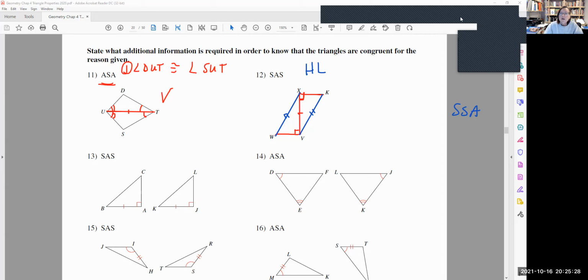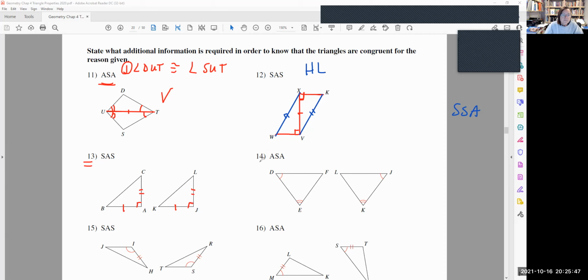All right, let's go on to number 13. So I want a side, angle, side. This one's exactly the same as 12, right? Side, angle, side, okay?